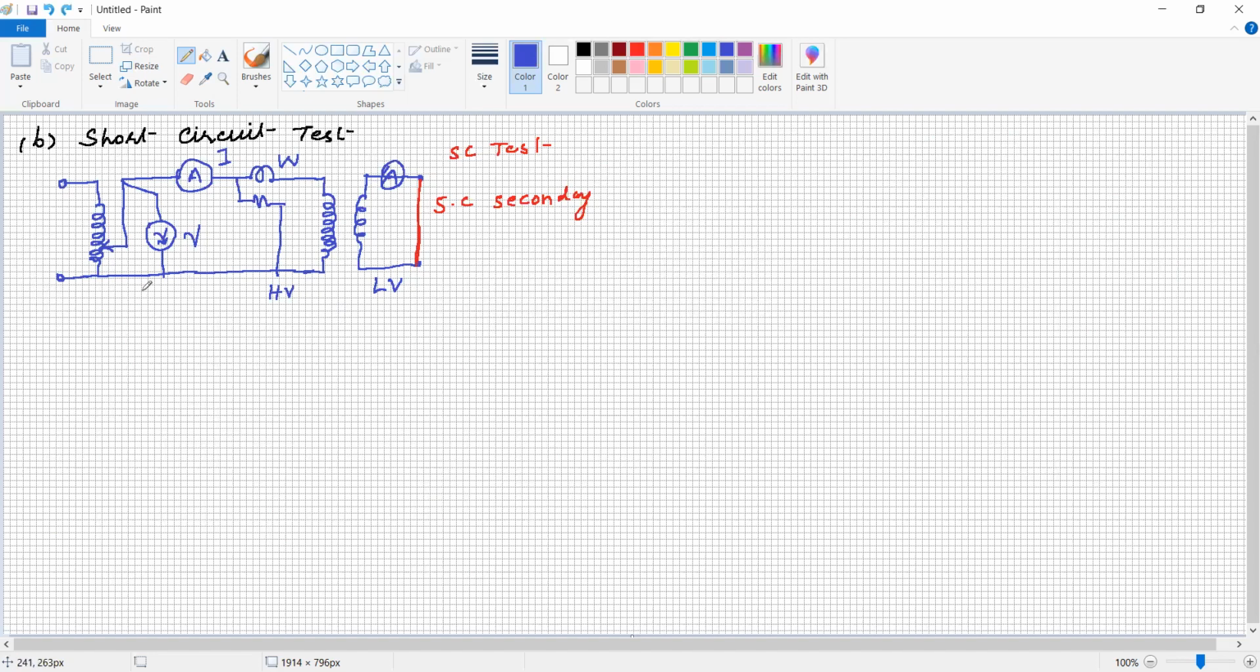Now, what is the reason? Under short circuit test, a small amount of voltage is sufficient to circulate full load current in the primary winding as well as full load current in the secondary winding. It is due to the secondary winding being short circuited.